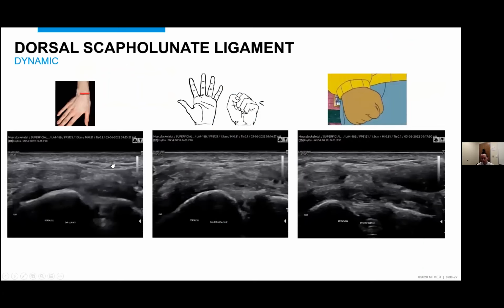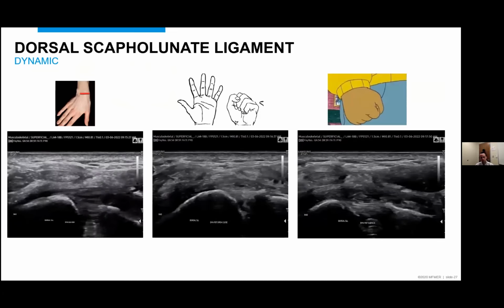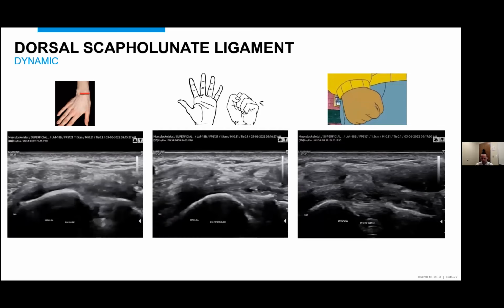Dynamically, I know this has been brought up before, and we talk about it in clinic a lot, so I thought this is a fun time to show the various ways people test the dorsal scapholunate ligament dynamically. So you can do ulnar deviation, and that is on the left side of the screen. So here is the ligament being stressed with ulnar deviation. You can have them open and close their hand completely, and that is in the middle of the screen.